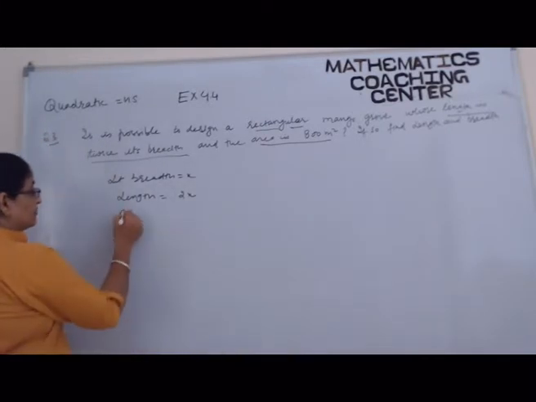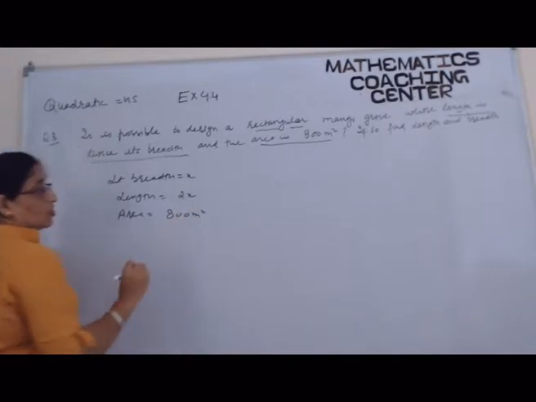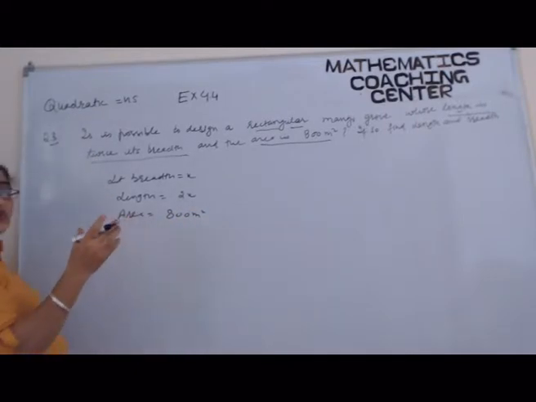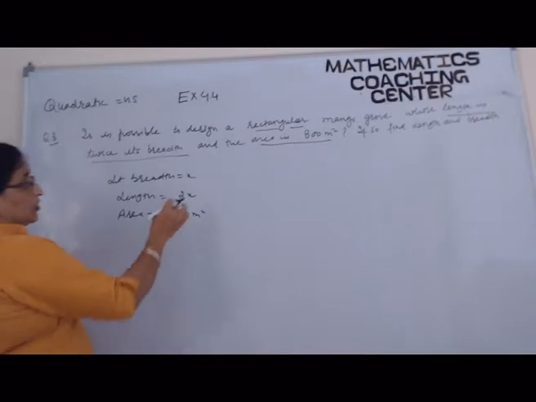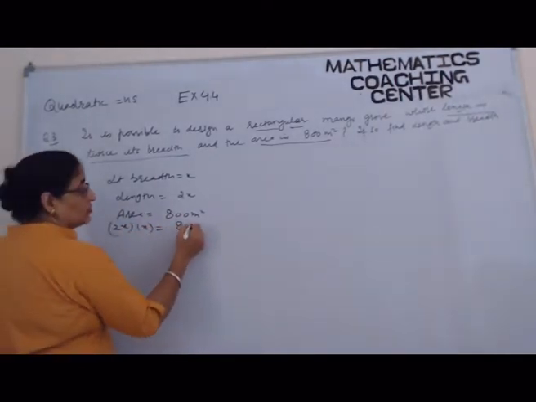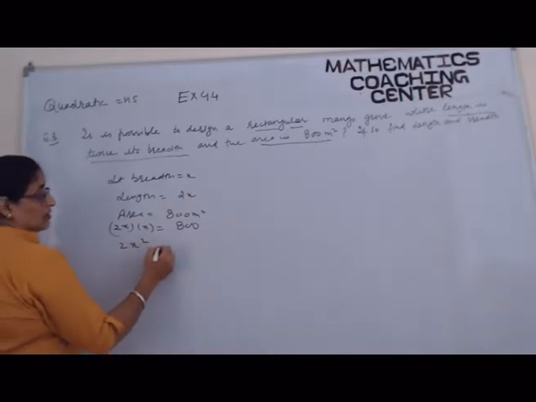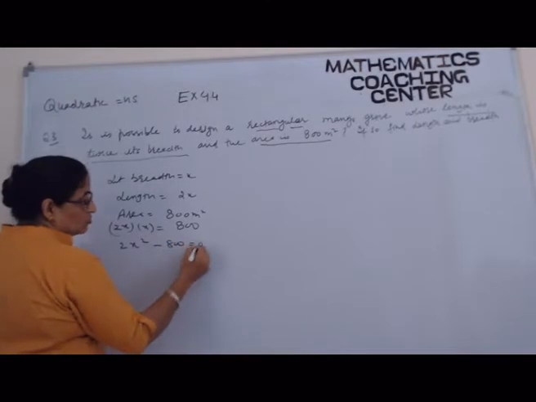Now area is 800 meters square. Area is equal to length multiplied by breadth. Here length is 2x and breadth is x, that is equal to 800 meters square. So you get 2x square minus 800 is equal to 0.